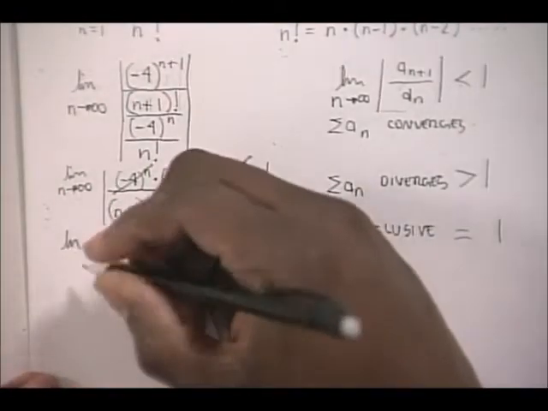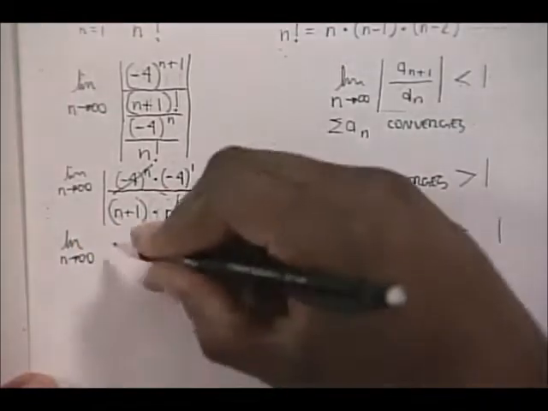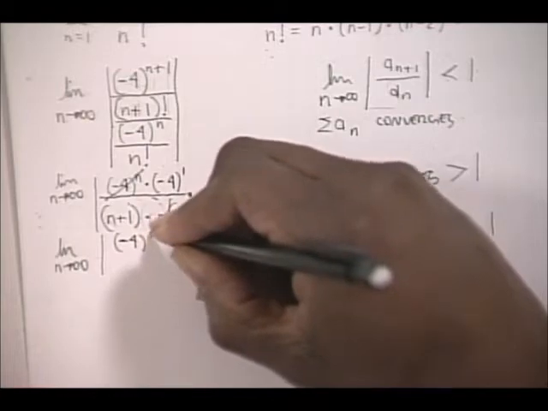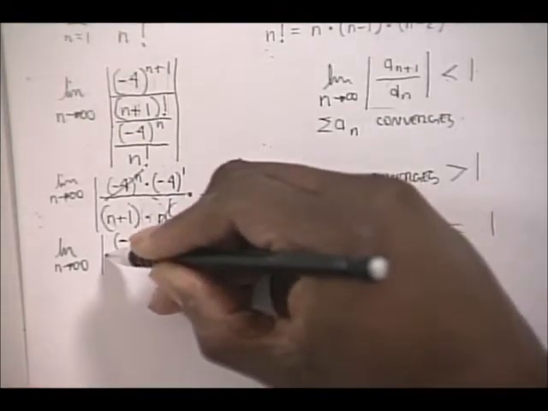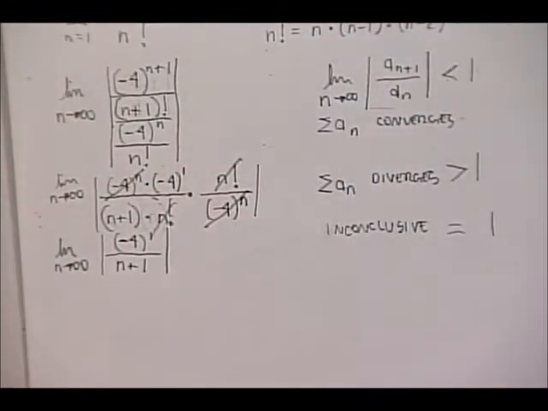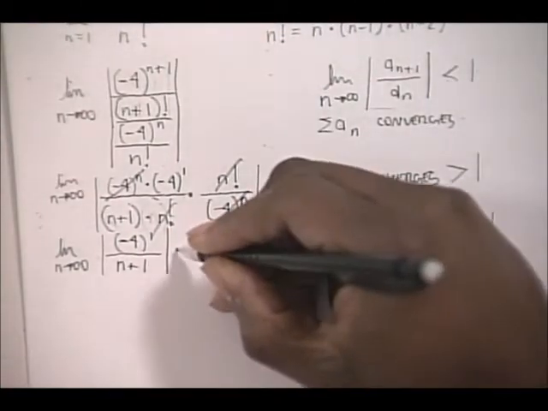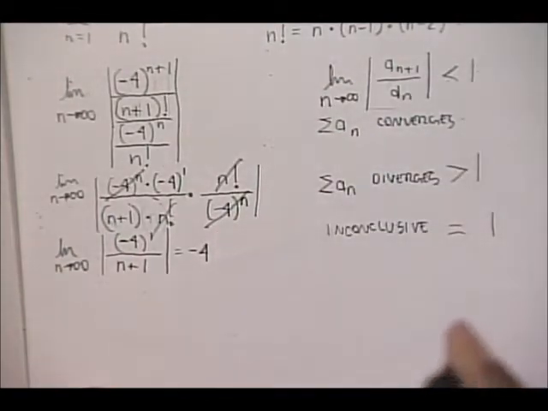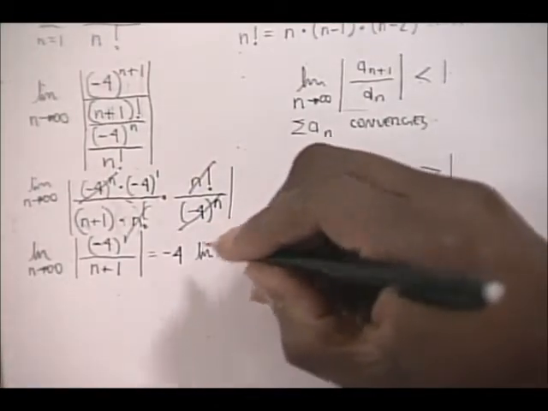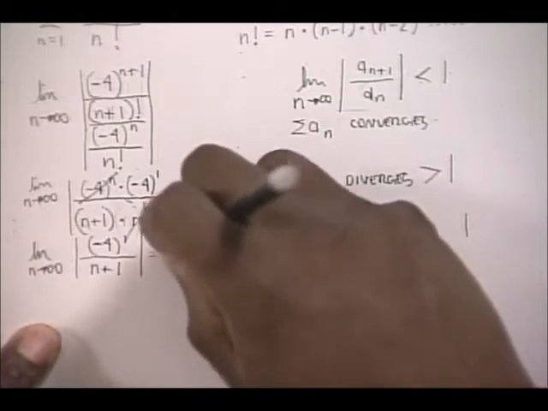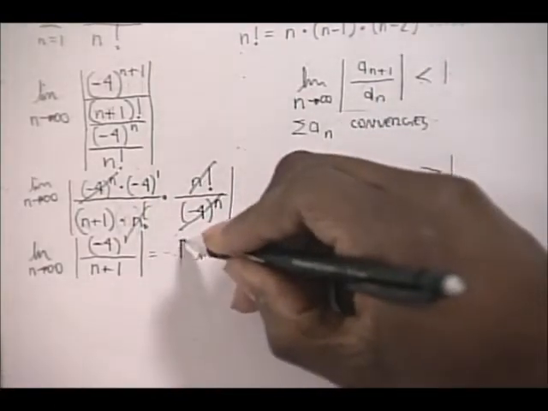So we have the limit as n approaches infinity of the absolute value of negative 4 to the 1 power over n plus 1. All right, what you experience here is you can pull out any constant when you're working with limits. So you have negative 4, multiplied by the limit. Well, actually, the absolute value. Because it's absolute value, let's just keep that 4. Because you're taking the absolute value, you end up with 4.